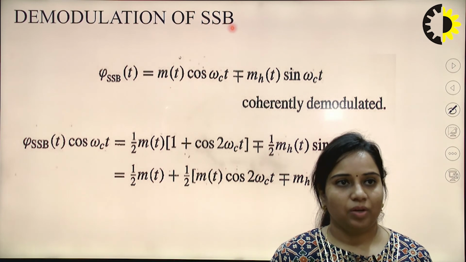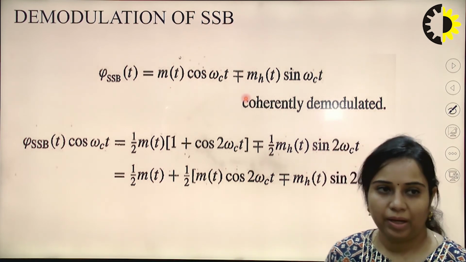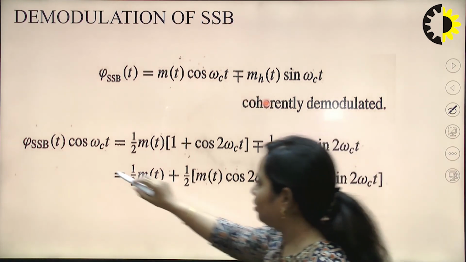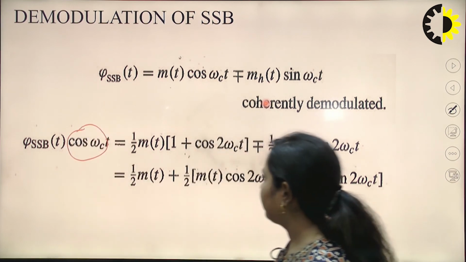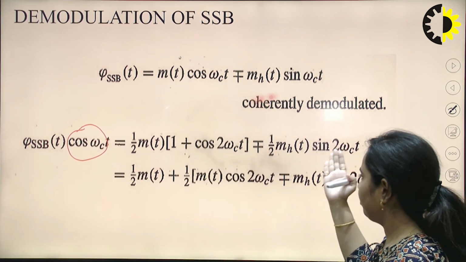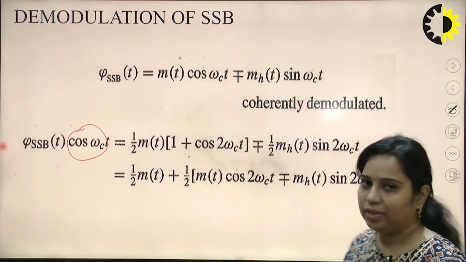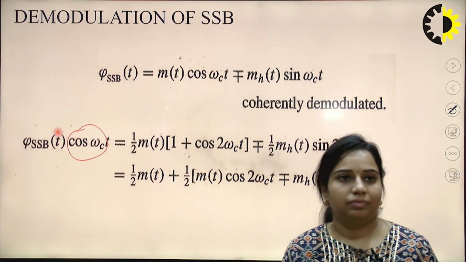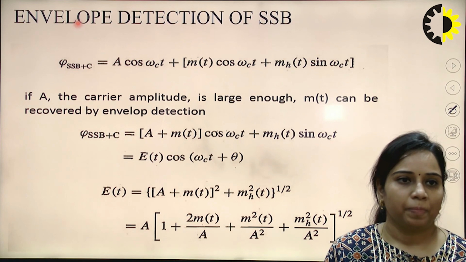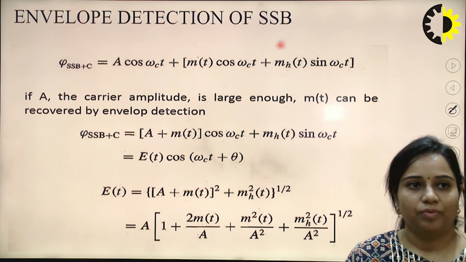And this is how we demodulate, by multiplying this signal by cos ωct. Then higher frequency terms will be generated, which are removed by a low pass filter, and we get the final message signal.